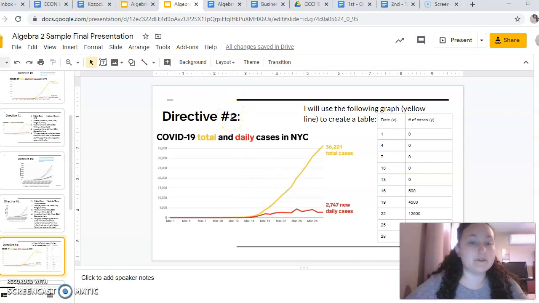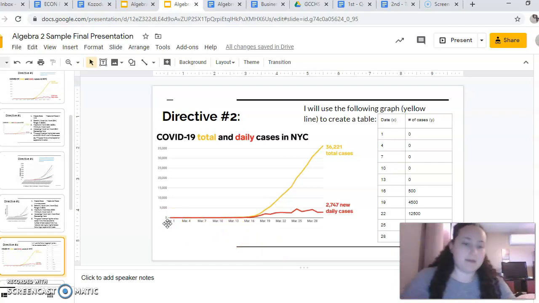So directive number 2 says take one of the graphs that you did. I chose the first one and I recopied it over here so I could look at it. And you're going to create a table from it. Okay. I know it might be really challenging to do this because you don't know exact amounts, but just guess. Okay. So I'm going to go to now just numbers in this table. I'm not going to include March. I'm just going to say 1, which means March 1st.